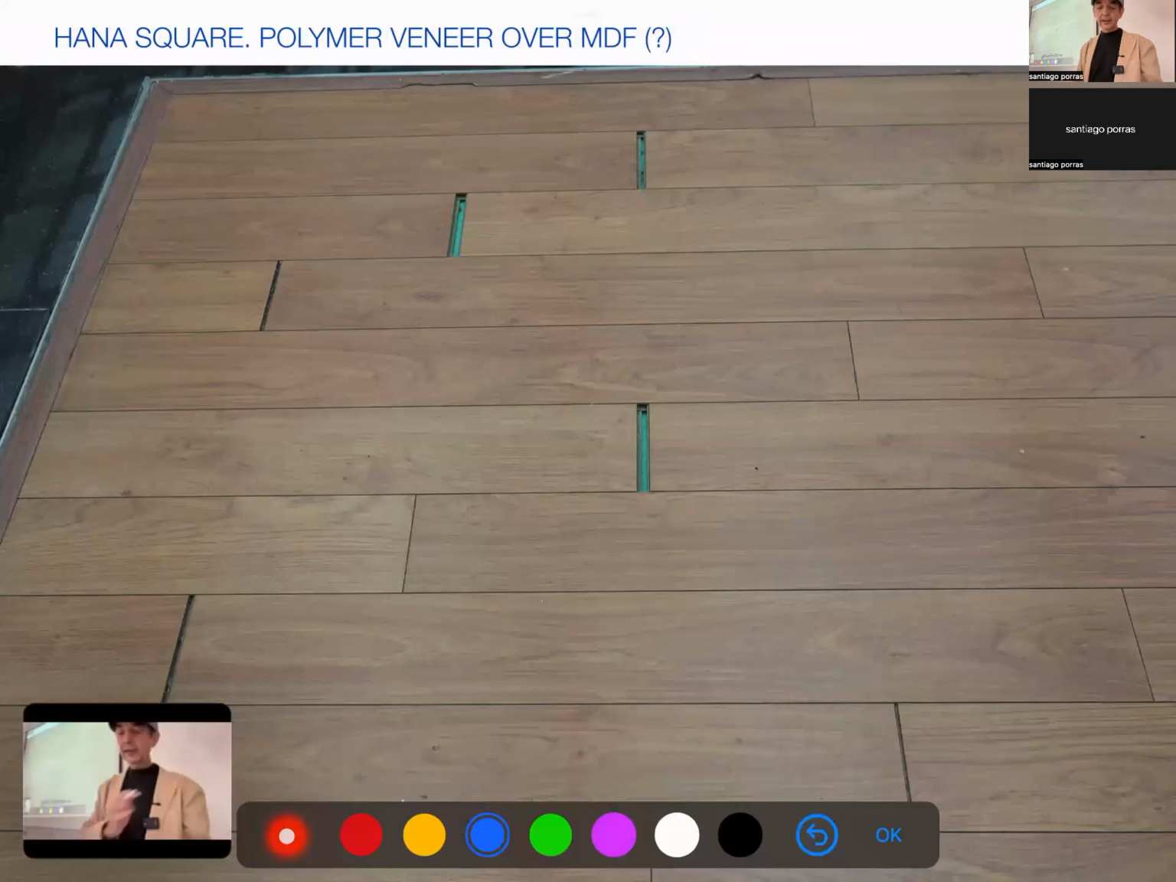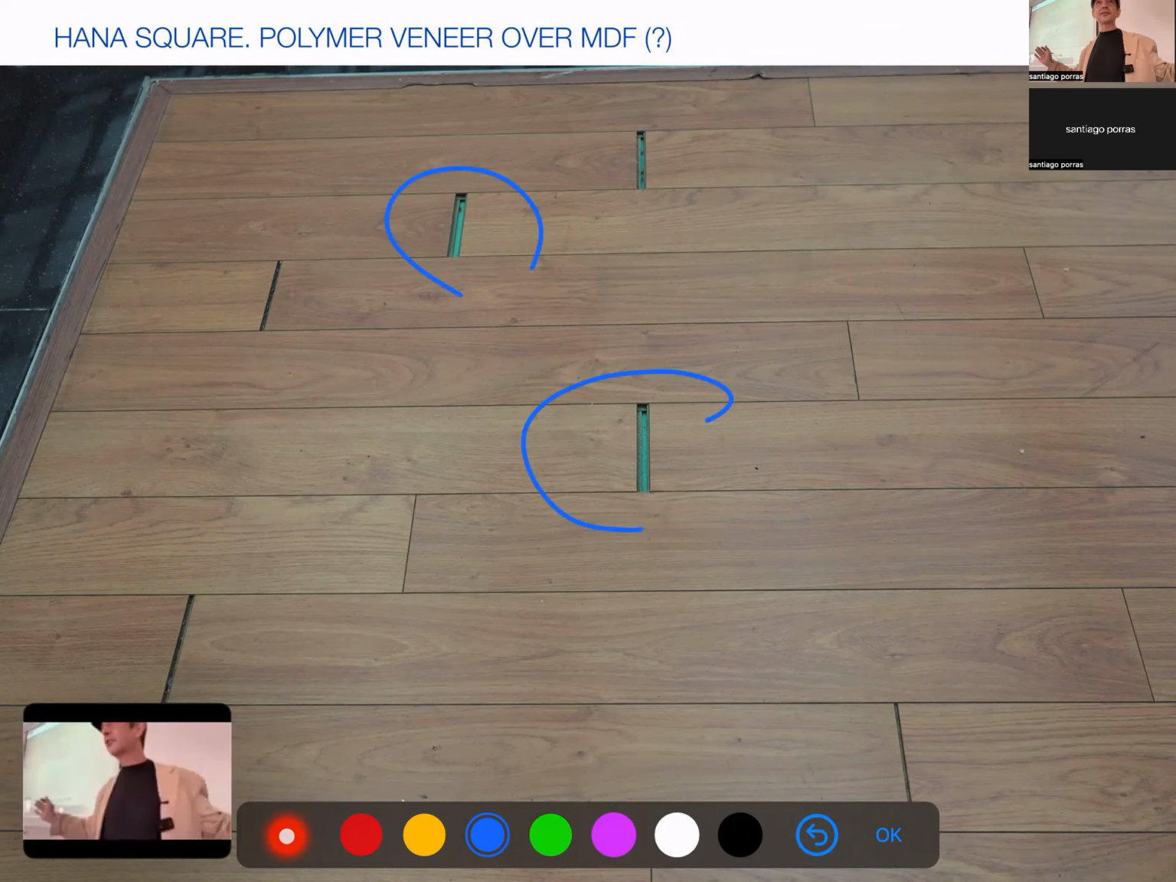And Hanna Square, this is a polymer, right? Polymers shrink in all directions and a lot. So probably it was perfect when they built it, but now it's a small disaster.